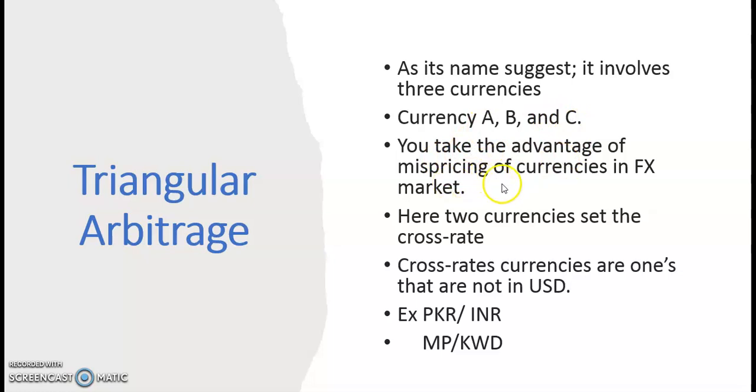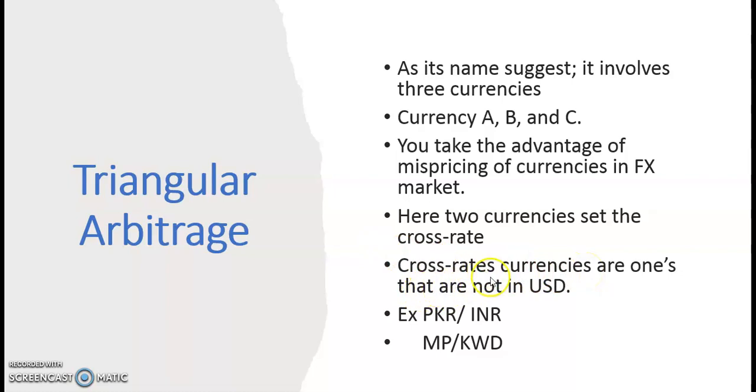As I told you, it involves three currencies. You take advantage of mispricing of currencies in the forex market, simply because it's mispricing, either undervaluation or overvaluation of the currency. So you just go and take the benefit. But unlike locational arbitrage, where you were just taking the price of one currency and the other to get it exchanged, here the role play is of the cross rates, because there will be two currencies that won't be US based. So all the game is about them, either to create a profit or no profit.